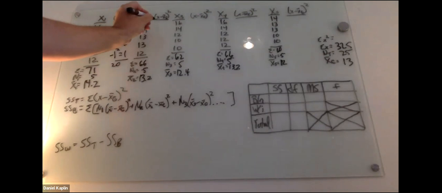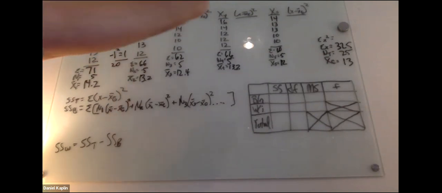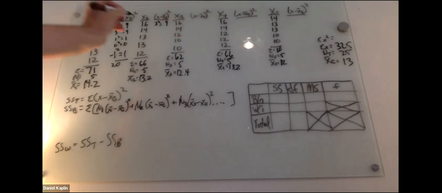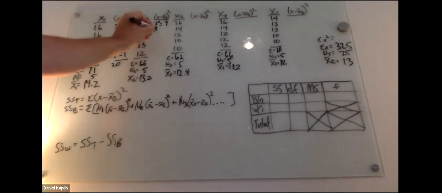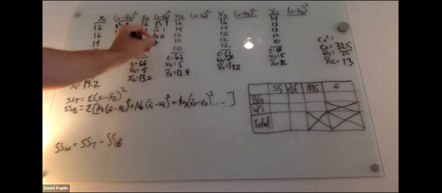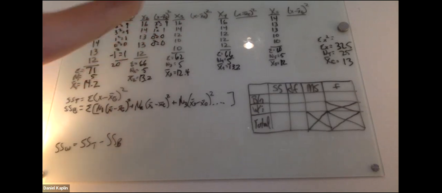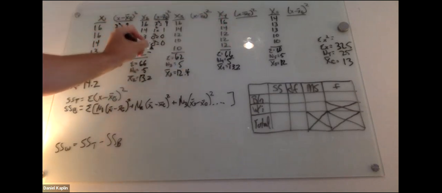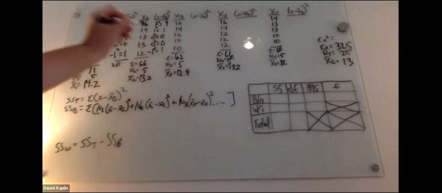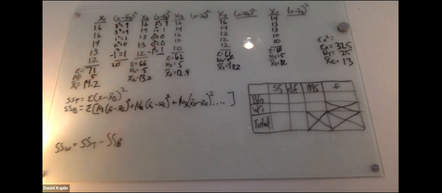16 minus 13 squared is 3 squared, or 9. 14 minus 13 is 1 squared, which is 1. This is 0 squared, which is 0. 0 squared again, which is 0. 12 minus 13, we get negative 1 squared, which becomes 1. So if we add that up, what do we get?